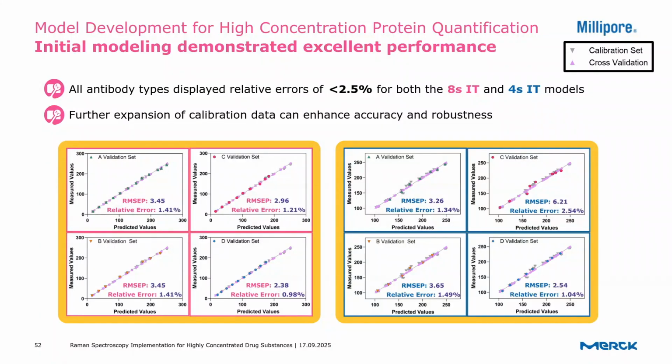From the results, we're very pleased to report that for all MAB types, the relative error was less than 2.5%. This is definitely a fantastic start for us, especially with the idea that the more we continue to build on this model with additional data points and calibration sets, the stronger this model performance can become.